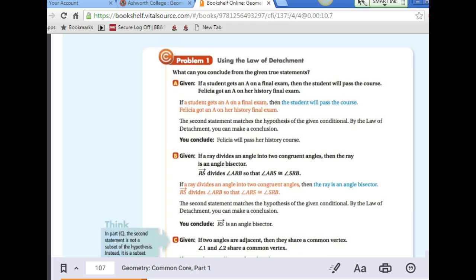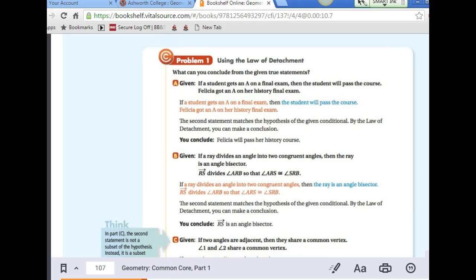A says, given: if a student gets an A on a final, then the student will pass the course. Then the second statement says, Felicia got an A on her history final exam. Now, these are talking about if-then statements. So if the hypothesis is a student gets an A on her final exam, then the conclusion is the student will pass the course. Well, the second statement has to do with A. Felicia got an A on her exam. That's why they're both in red there.